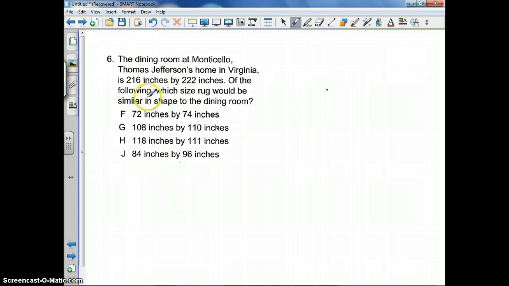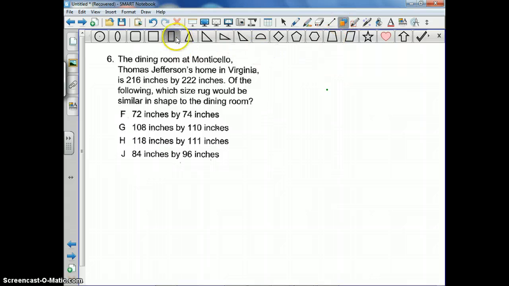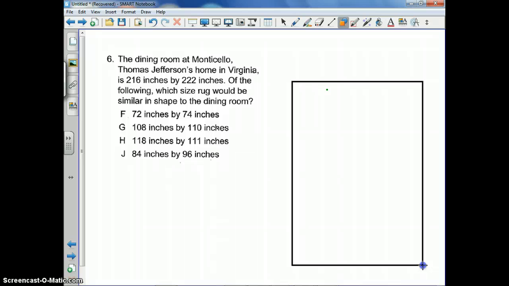So let's look at this. The dining room at Monticello, Thomas Jefferson's home in Virginia, is 216 inches by 222 inches. So what should I do right now? Make the dining room. We're just going to assume it's a rectangle since they only gave us 2 dimensions. So go ahead and draw a big rectangle for your dining room.